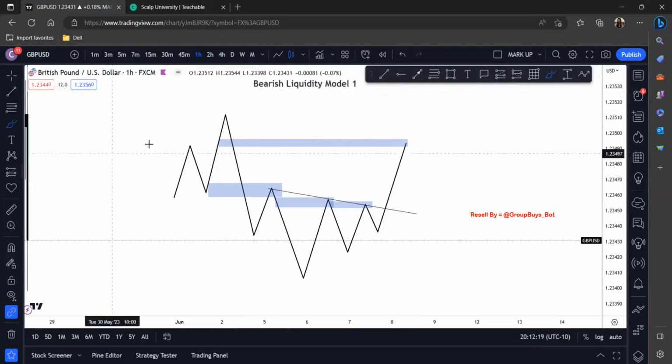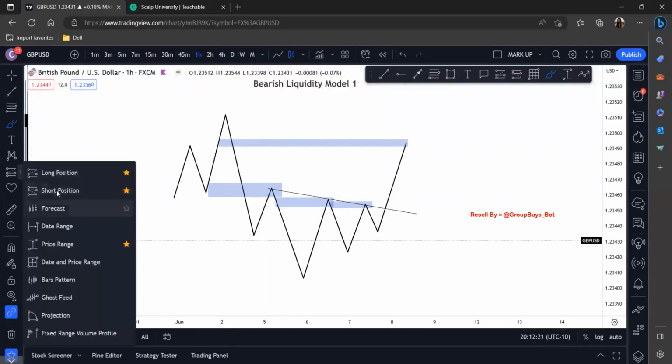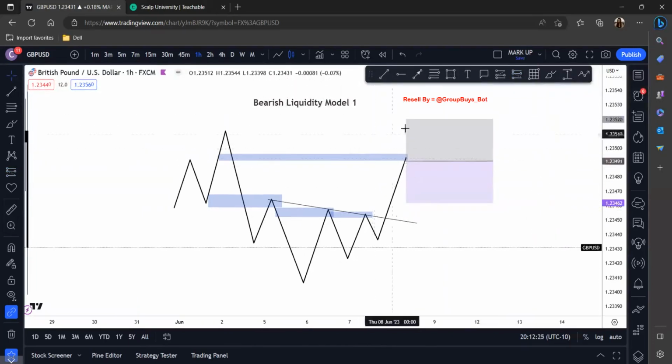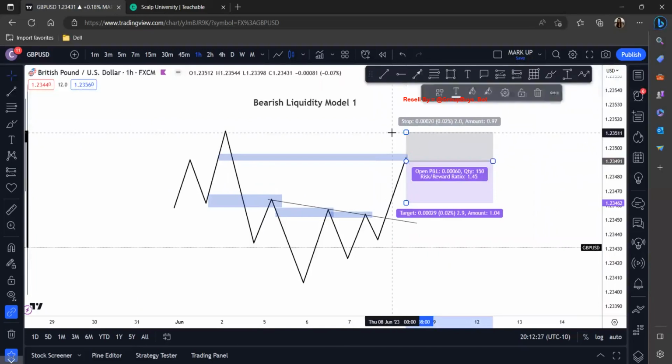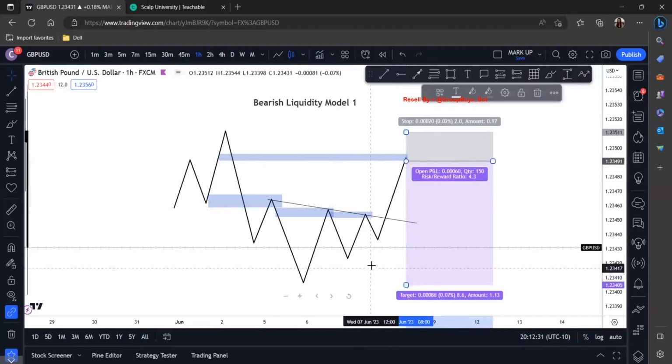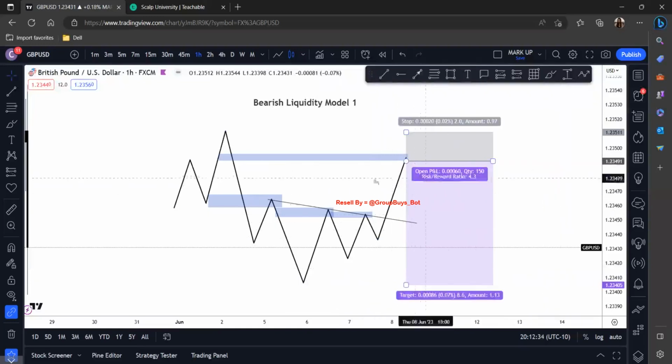Then you would have your entry. Once everybody gets taken out of the market, you'd simply have your entry up here. You can have stops to your high. And because we are bearish, we can go ahead and target the low. And this would be your entry point.